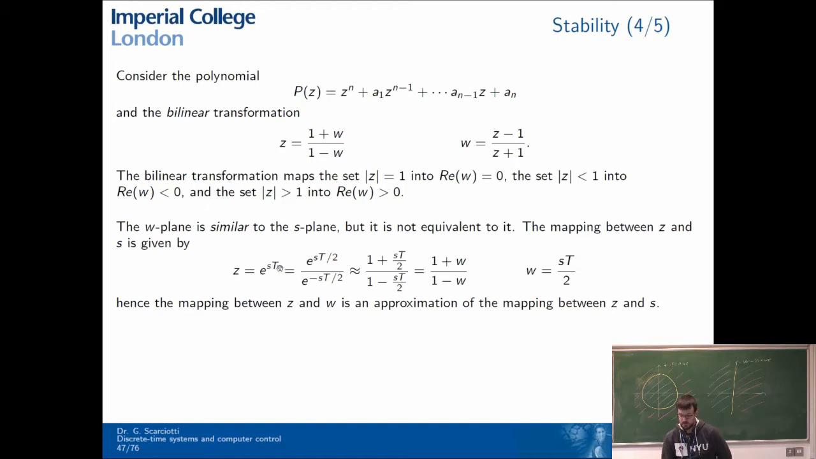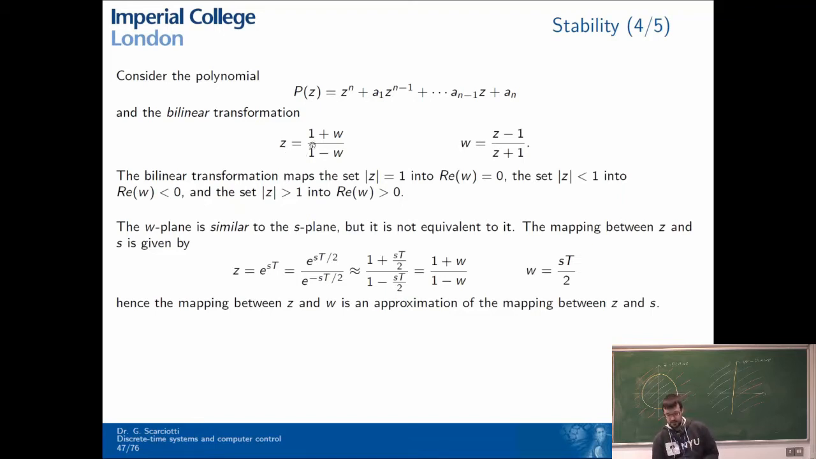If you want to write it in this way, you can multiply and divide by e to the power minus sT over 2. We then compute the Taylor expansion, and we cut the Taylor expansion at the first term in the variable s. So this means that this is actually an approximation. Now, if we define w equal to sT divided by 2, we get our bilinear transformation. So we understand that this bilinear transformation is actually a first-order Taylor expansion of the z-plane.